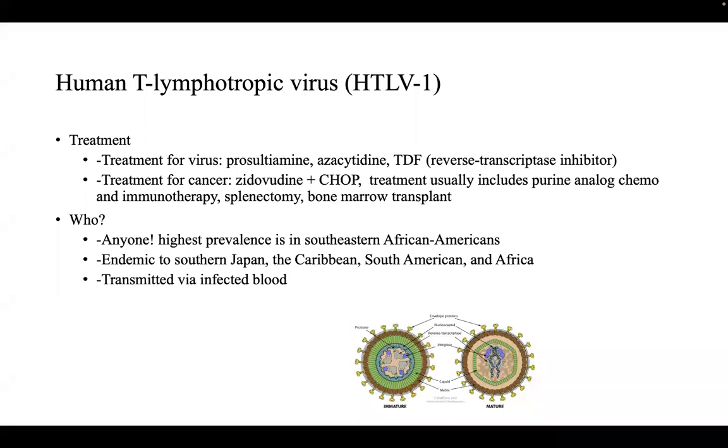So for treatment of cancer, again, there is chemotherapy and antivirals like zidovudine, and some immunotherapy or bone marrow transplantation, because it's a leukemia, so it infects the blood cells. So who is at risk? Anyone. And high risk in African American groups. It's endemic in Japan, South America, and Asia, and it's usually transmitted via blood.